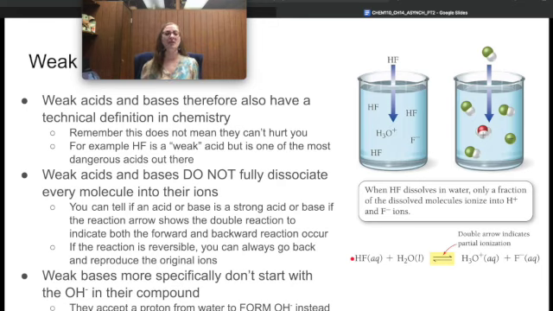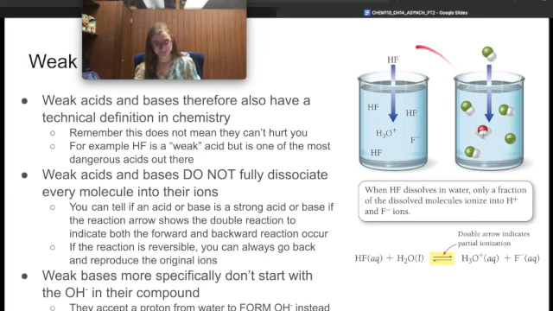If we have some of those HF molecules in solution, or like if we have some of the original compound in solution, we can say that that acid or base does not fully dissociate and is therefore a weak acid or base.